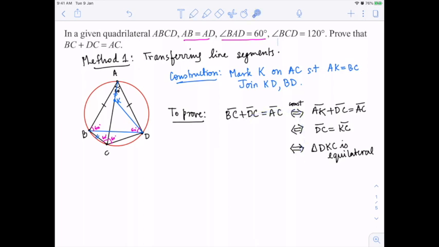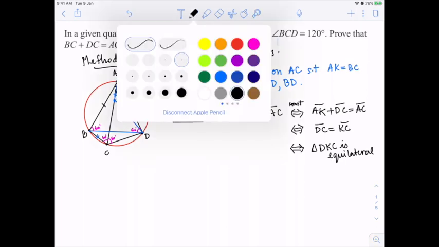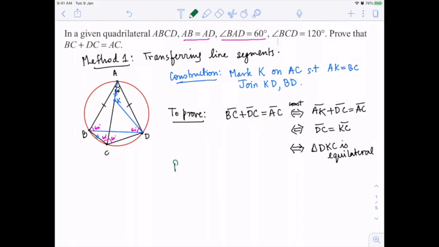So how do we prove now? So let's come to the proof. How do we prove that triangle DKC is equilateral? Okay, so now we already know AK is equal to BC, right?